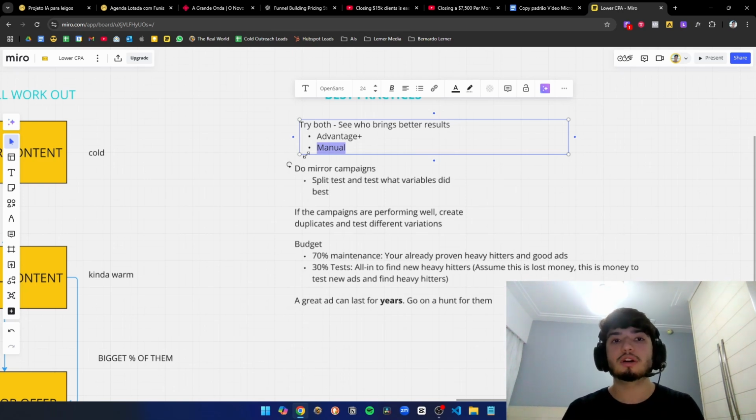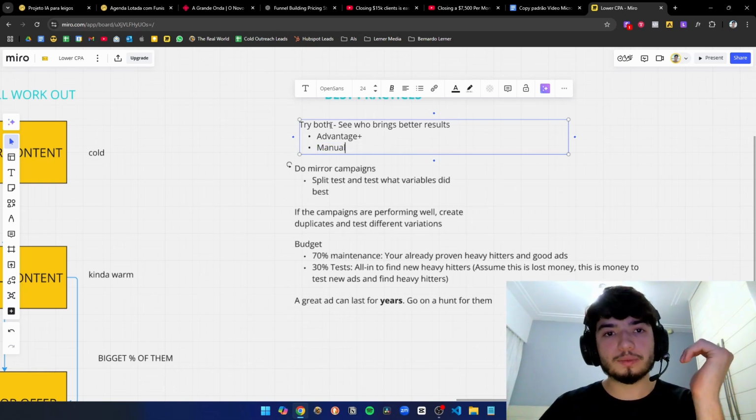Like males from 23 to 35-year-olds that live in big cities such as New York, Miami, Fort Lauderdale. It is not as big, but it has some good money in there. And Dallas, whatever.